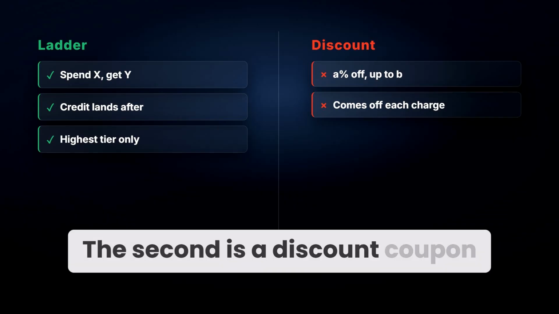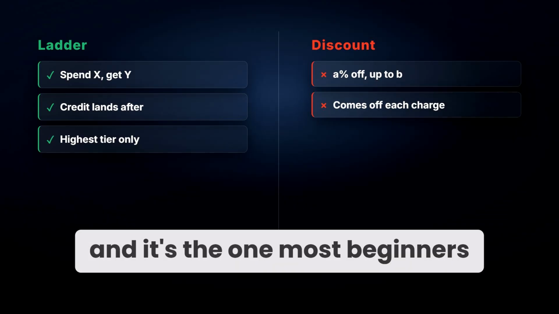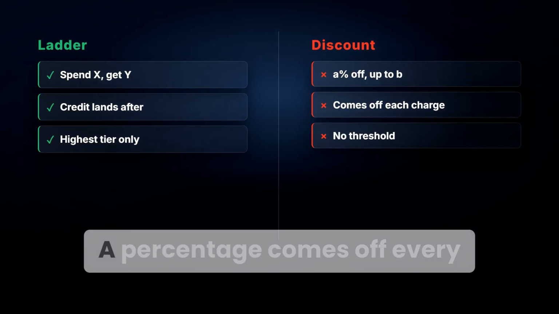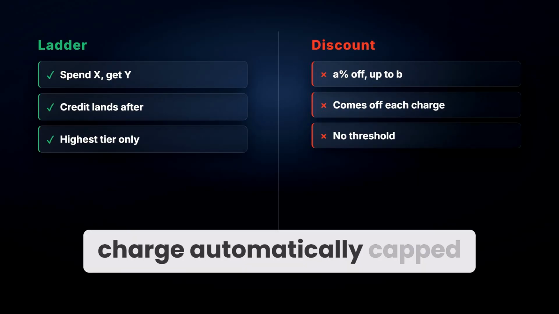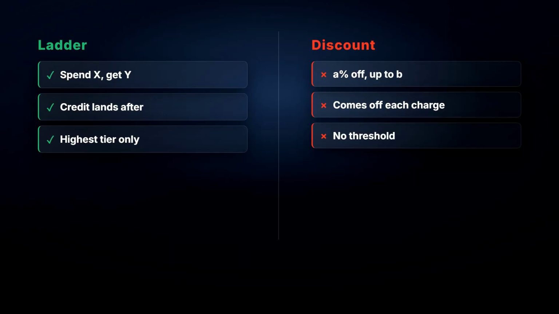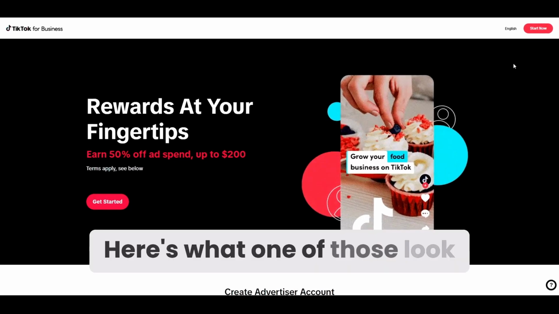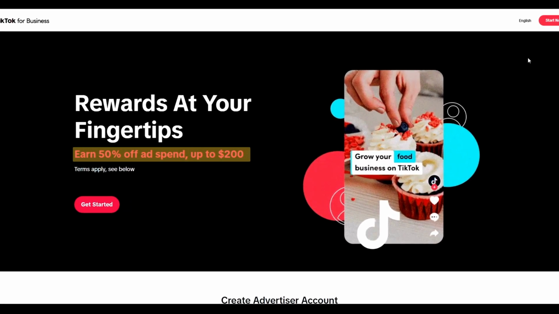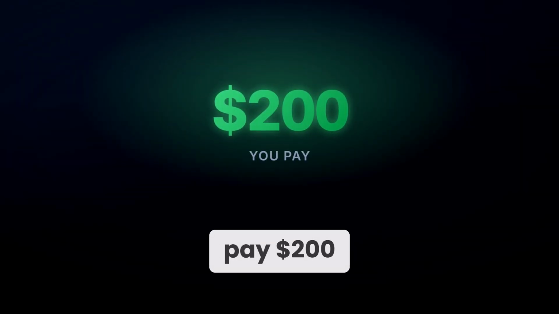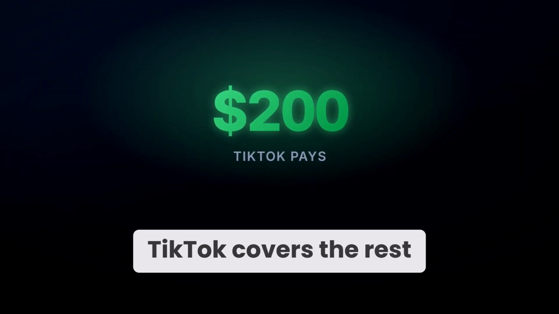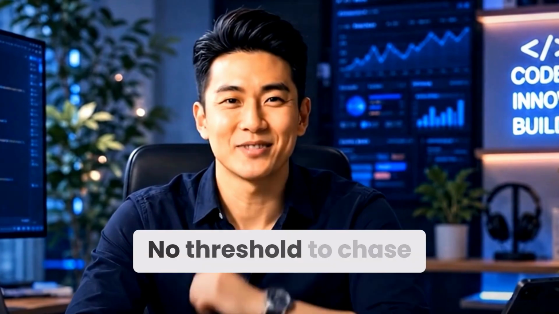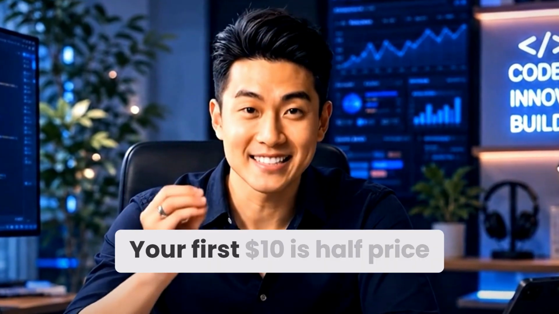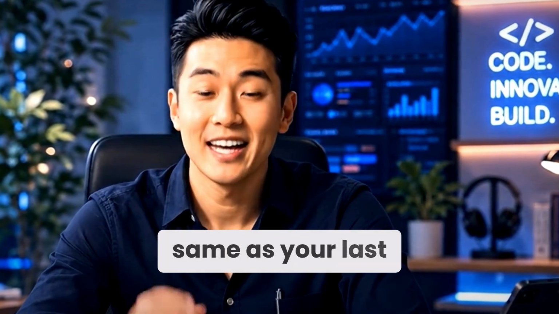The second is a discount coupon, and it's the one most beginners should actually want. A percentage comes off every charge automatically, capped at a maximum subsidy. Here's what one of those looked like. 50% off ad spend up to $200. So spend $400, pay $200. TikTok covers the rest. No threshold to chase. Your first $10 is half price, same as your last.